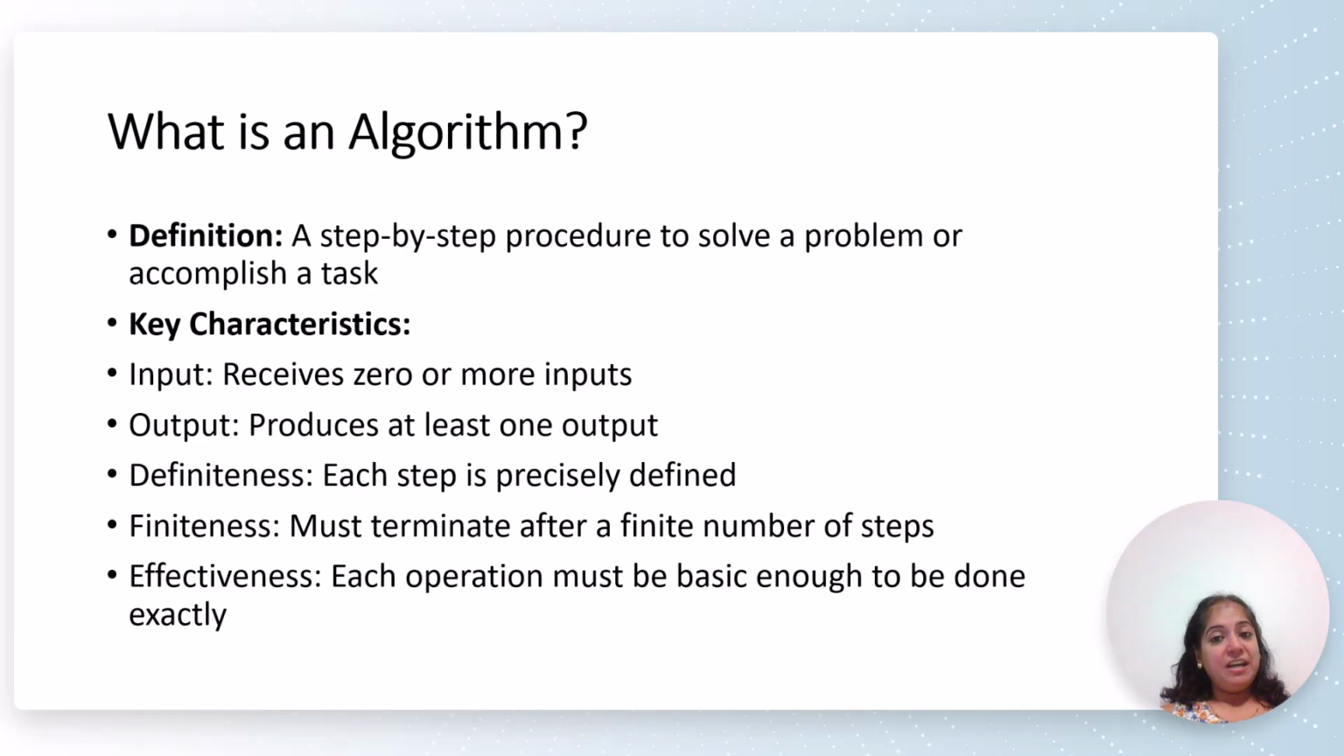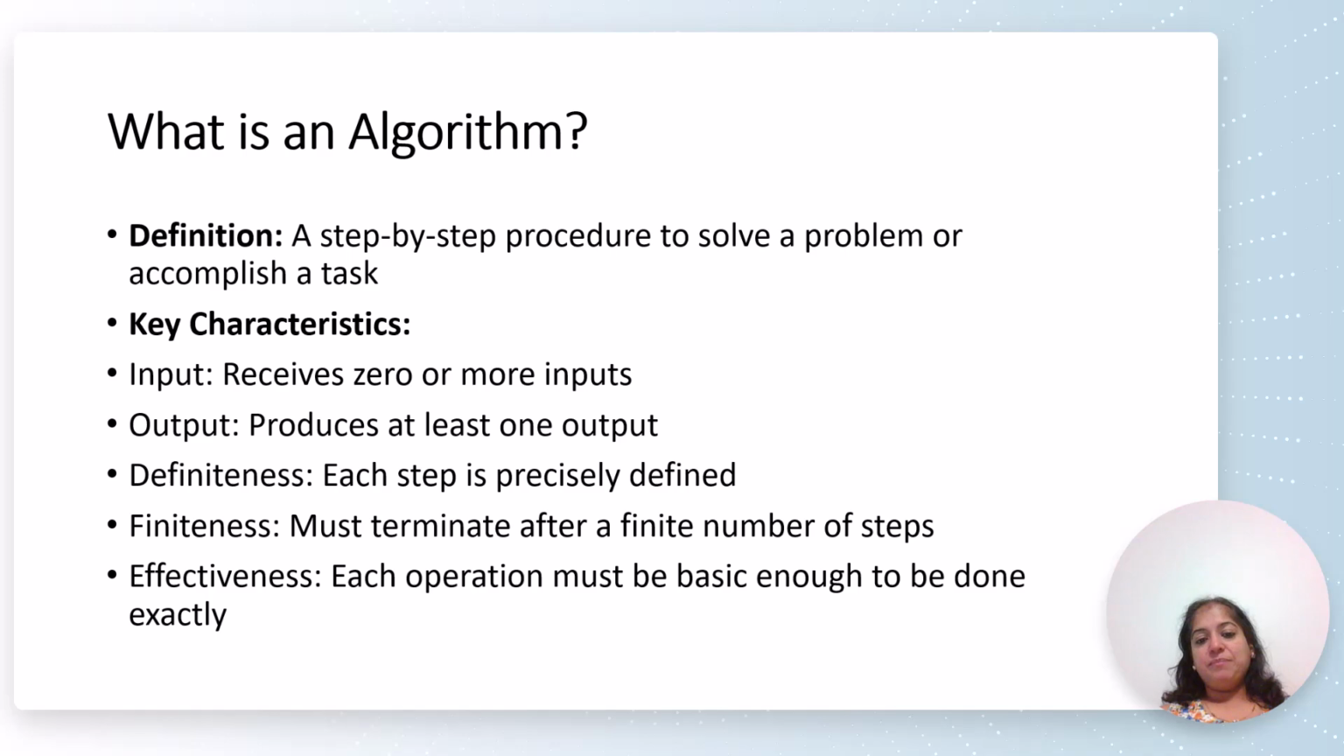There should be definiteness. That means each process, each step is precisely defined. Each step is defined properly. Finiteness, that there must be a finite number of steps to achieve the output. Your algorithm should terminate after a finite number of steps. It should not have an infinite number of steps. So the algorithm should be finite.